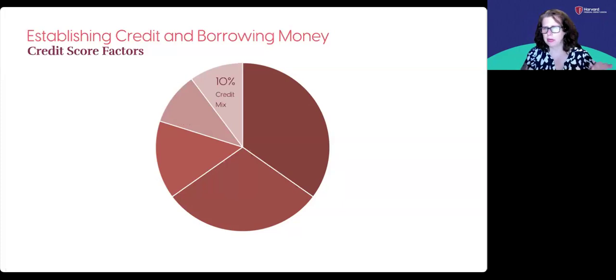And then finally, the credit mix. Creditors do like to see that you can manage different kinds of credit. Maybe you have a credit card and a car loan, or a student loan and a store card, or something like that. So there are different ways that you can show that you're well-rounded and you have a mixture and used it all responsibly.